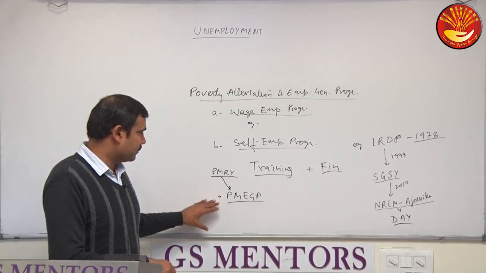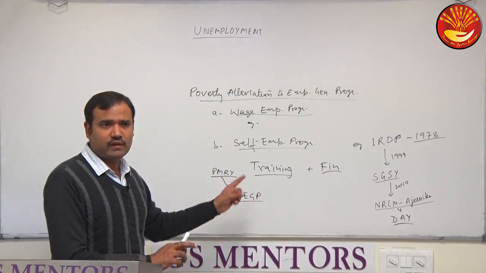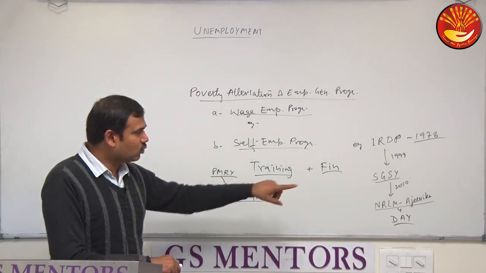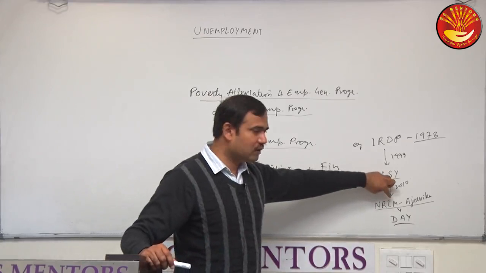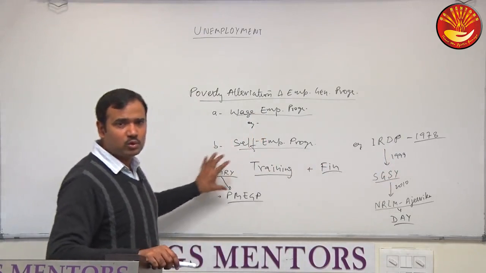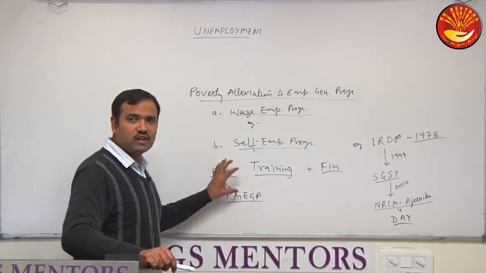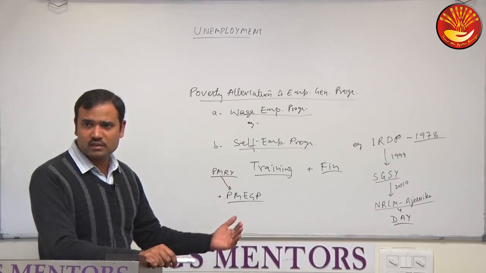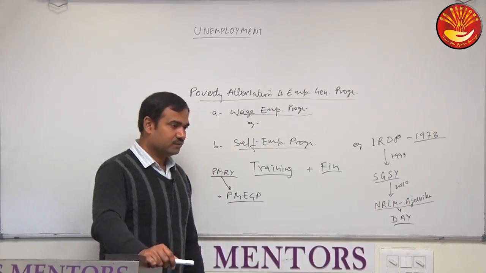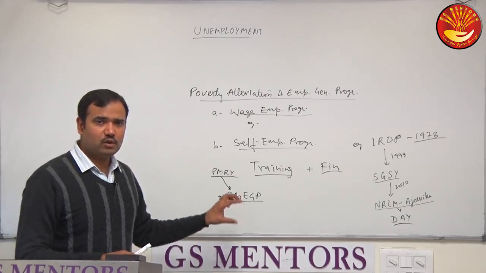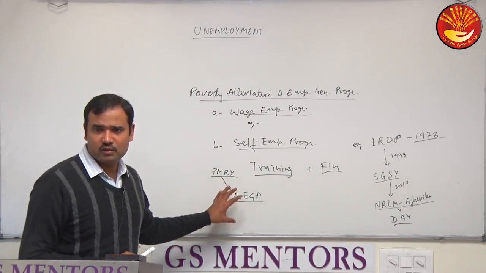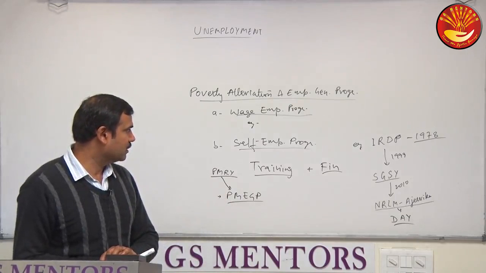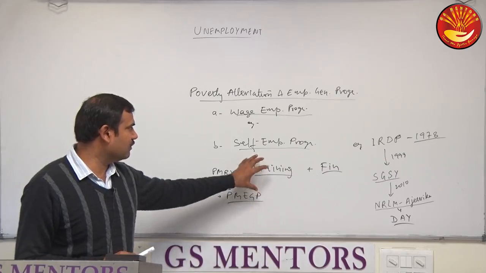Here also, training is given and finance is given. It is there in both rural and urban areas, unlike the other, which is rural because of the name Gramin. Here a loan up to 25 lakh is given. It is related with employment generation as well as micro enterprises. It is operated by the Ministry of MSMEs; there is a separate ministry for MSMEs. So these are two major self-employment programs in India.